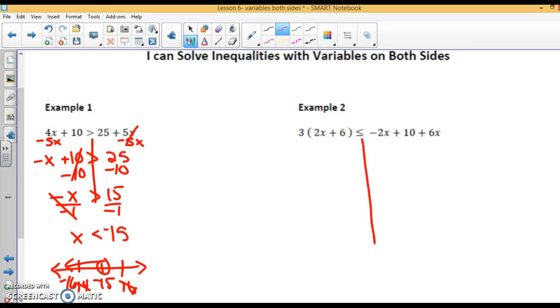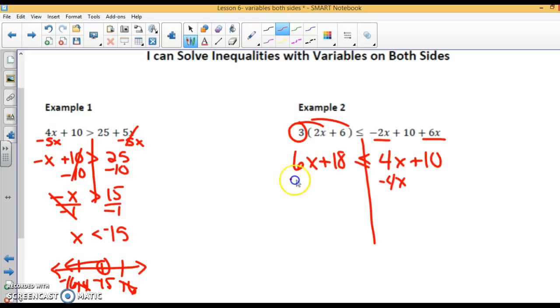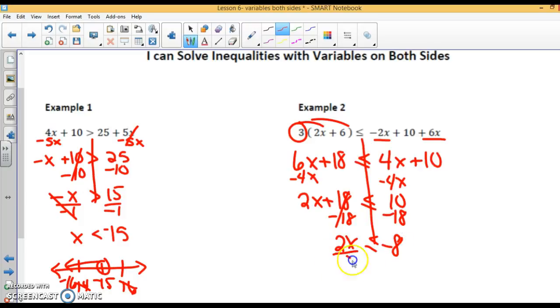All right, let's do this one. Simplify both sides. So I'm going to use distributive. Solve 6x plus 18 is less than or equal to, when I combine my terms over here, 4x plus 10. All right, variables both sides. Let's bring the variables over to the left by subtracting 4x. So I'm going to have 2x plus 18 is less than or equal to 10. Subtract 18 from both sides. 2x is less than or equal to negative 8. Divide both sides by 2. X is less than or equal to negative 4. Notice I did not switch the inequality because I didn't divide by a negative.